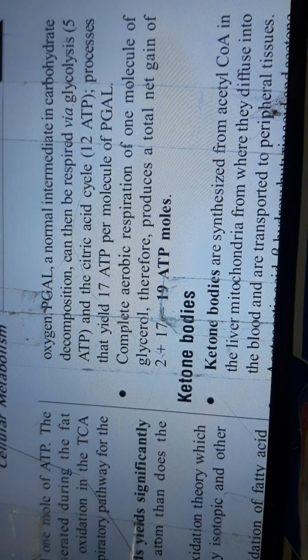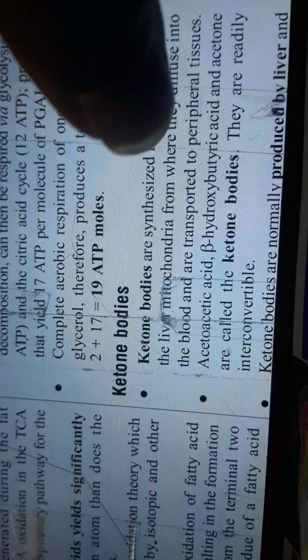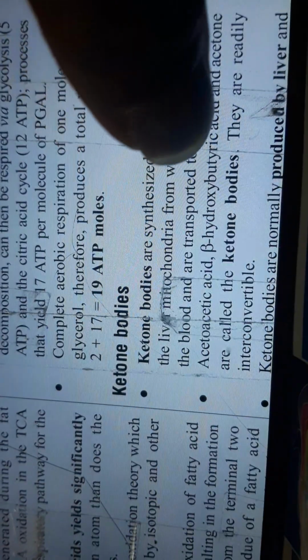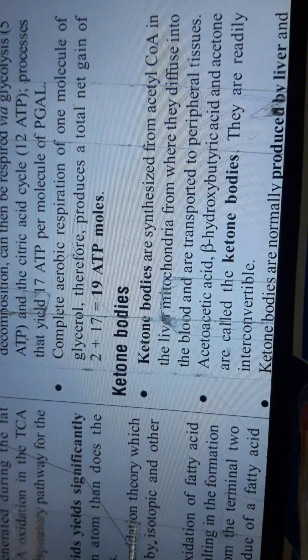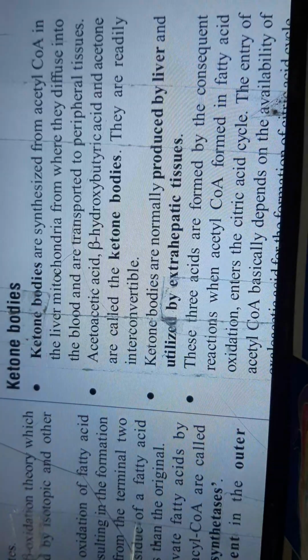can then be respired via glycolysis (5 ATP) and the citric acid cycle (12 ATP), processes that yield 17 ATP per molecule of PGAL. Complete aerobic respiration of one molecule of glycerol therefore produces a total net gain of 2 plus 17 equals 19 ATP moles. I repeat, complete aerobic respiration of one molecule of glycerol therefore produces a total net gain of 2 plus 17 equals 19 ATP moles. Right? Now on to ketone bodies.